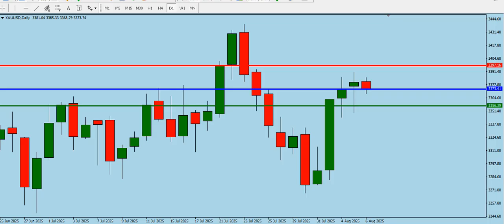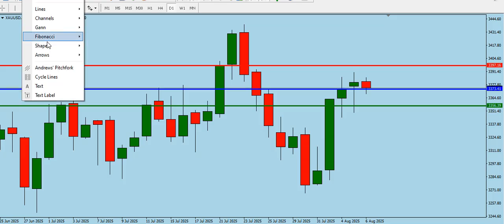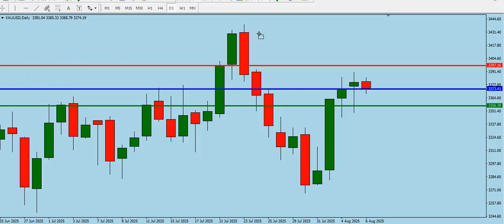engulfing candlestick pattern, so we might expect to see some supply at that level. We might expect to see some supply at this level. But price is about getting there, and that coincides with the first resistance. For now, price is bullish on the daily time frame.